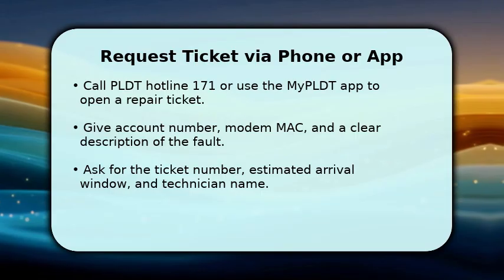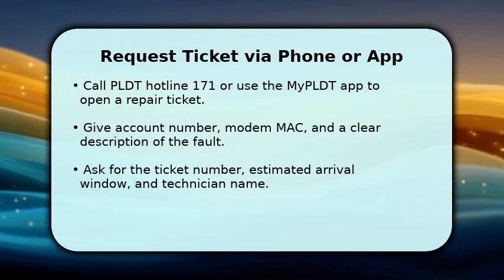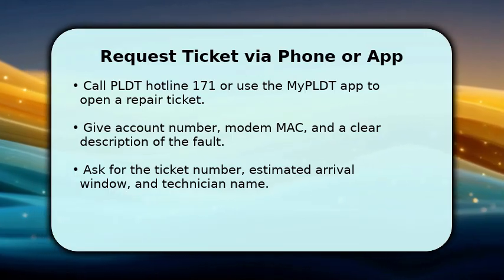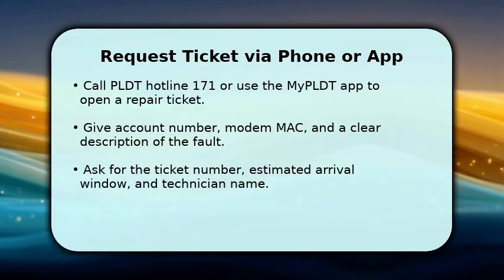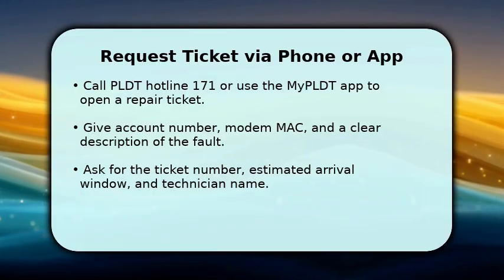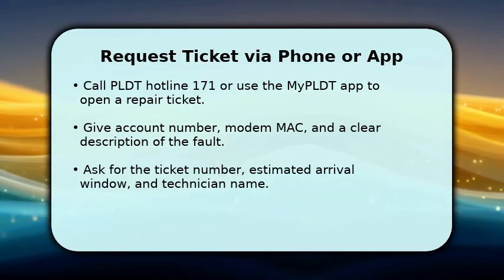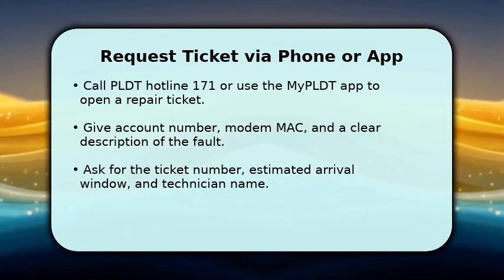Alternatively, open the My Pldt app and choose Report a Problem to start a ticket. Provide your account number, modem MAC, and a concise description of the fault. Mention the outage start time and any troubleshooting steps you already performed. Request the ticket number, the estimated arrival window, and the assigned technician name. Save screenshots or note the confirmation message for future reference and follow-up.